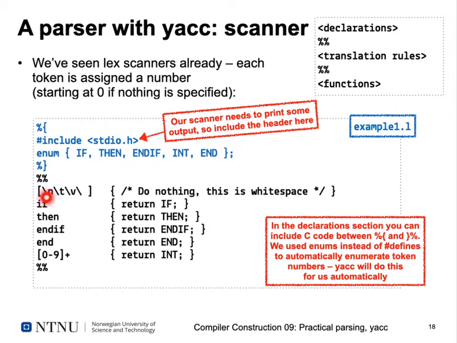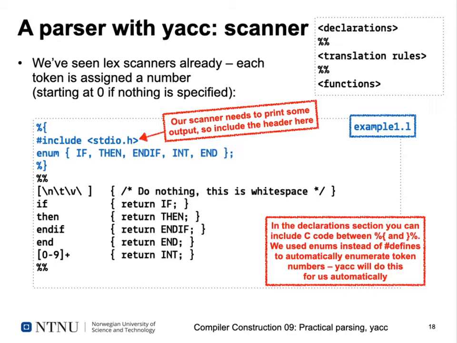And if we detect certain keywords, so if, then, and if, or and, we return the enum values, so the tokens corresponding to the keyword we read. And finally, if we read a sequence of one or more decimal digits, we return the information that this is an integer. So you have the declaration section, then the double percent section, and after that you could write your main function, for example, to call your scanner.